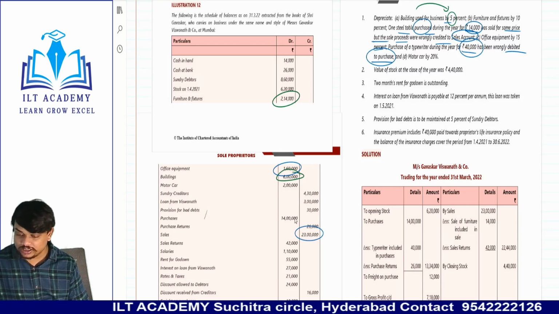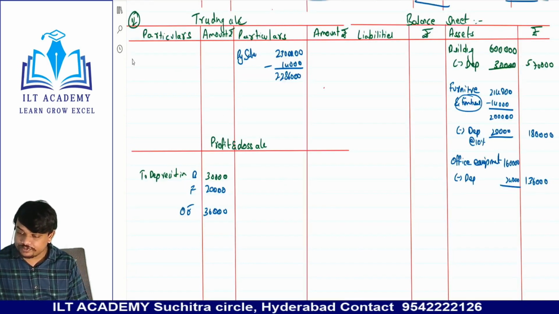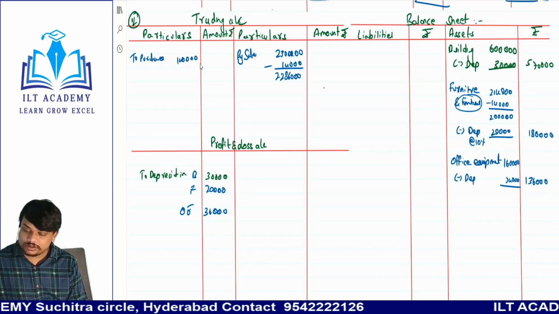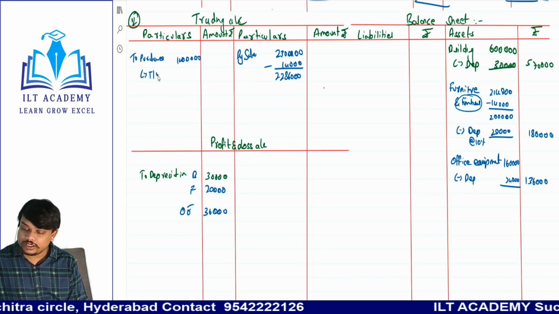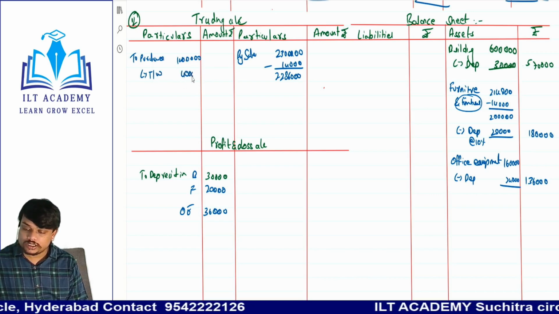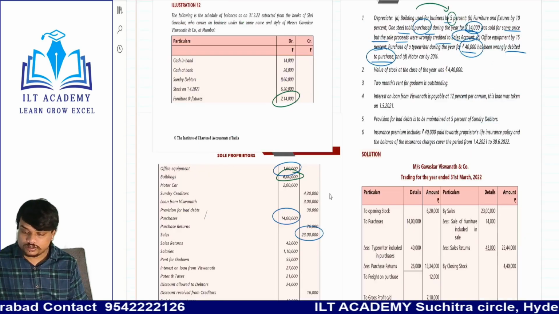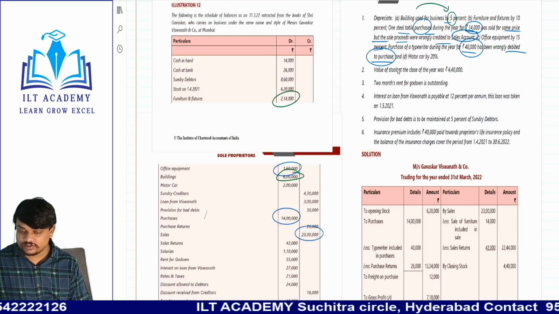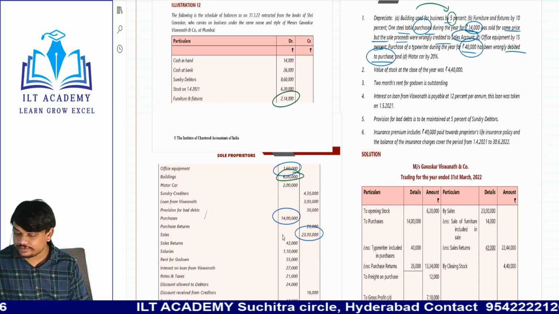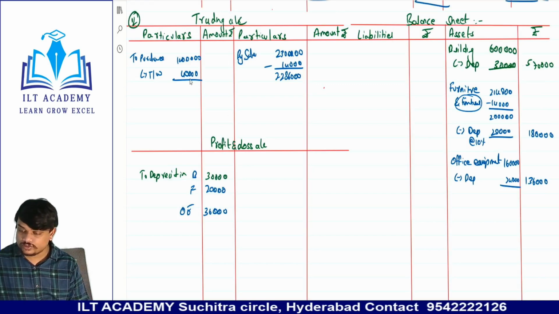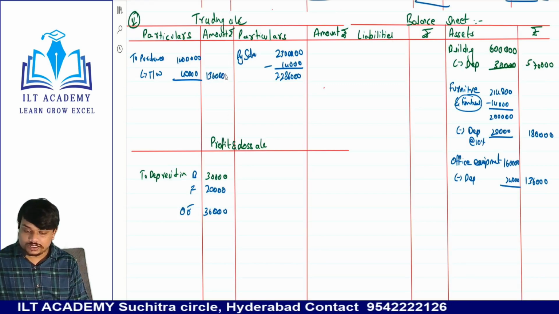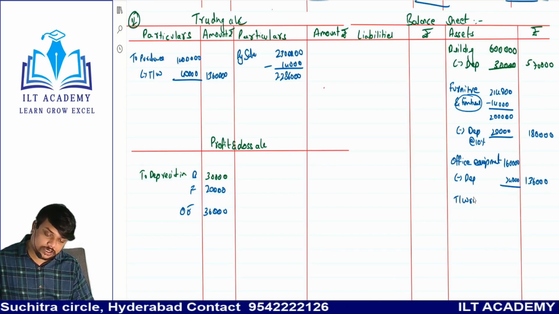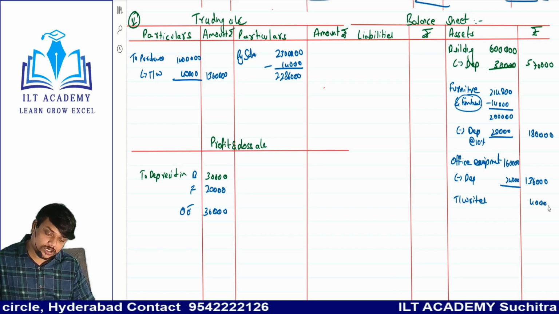Purchases value is how much? 14 lakhs. To purchases 14 lakhs minus typewriter 40,000, which is 13,60,000. Now you can write it as typewriter 40,000.